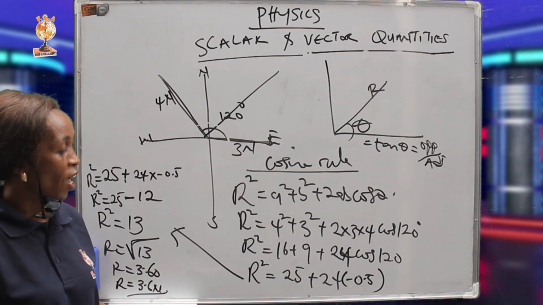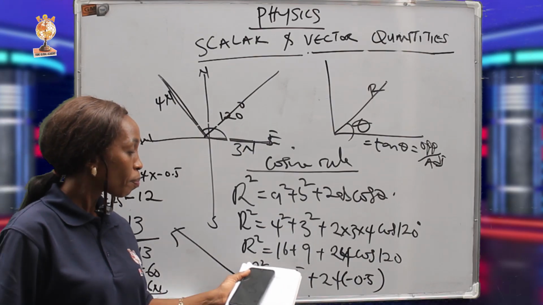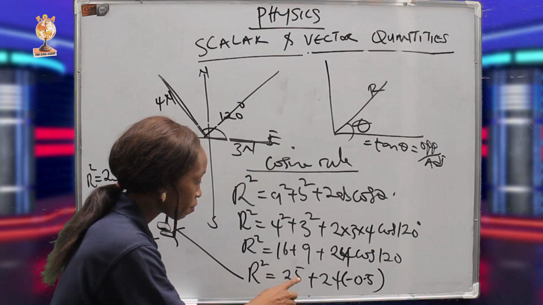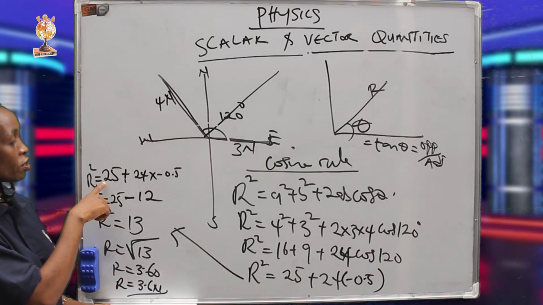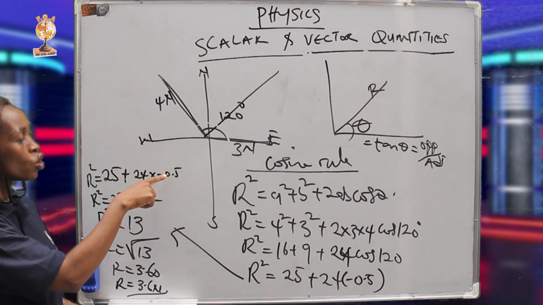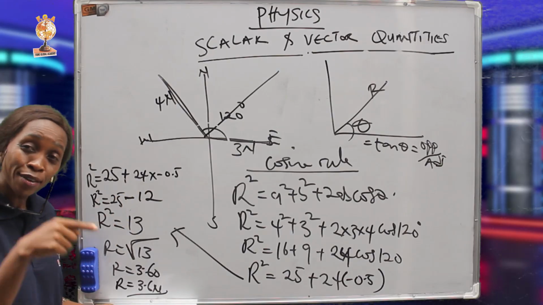So minus 0.5 times 24, and we have minus 12. So 25 plus minus 12 is 25 minus 12. Just as it is here, 25 plus 24 times minus 0.5, I will have minus 12.